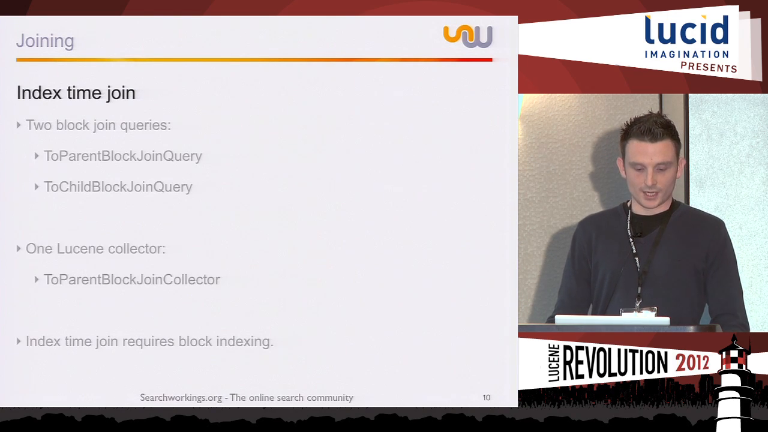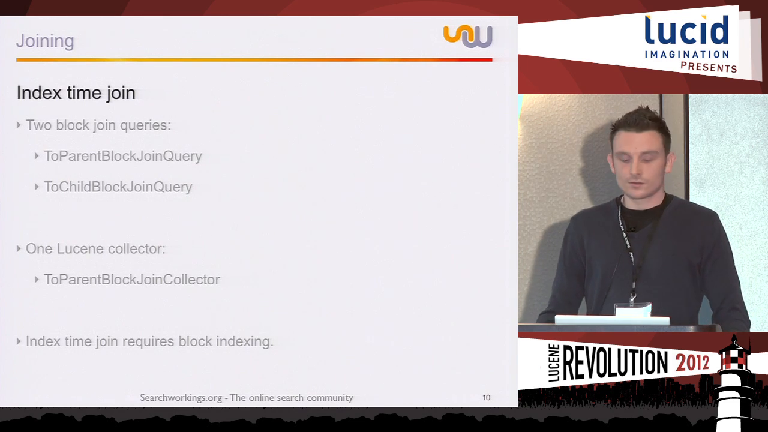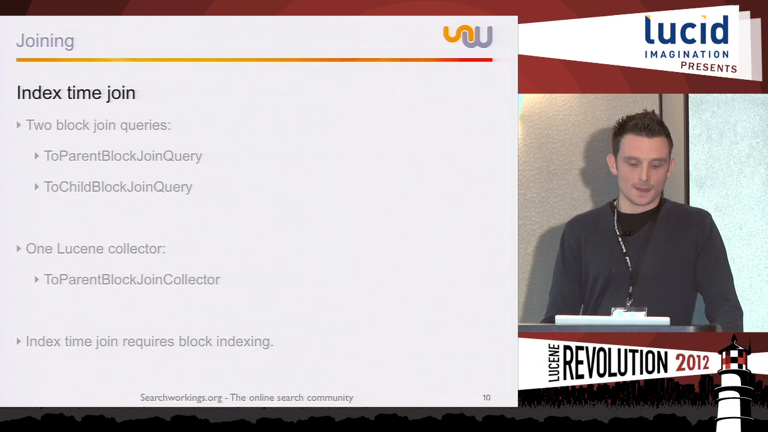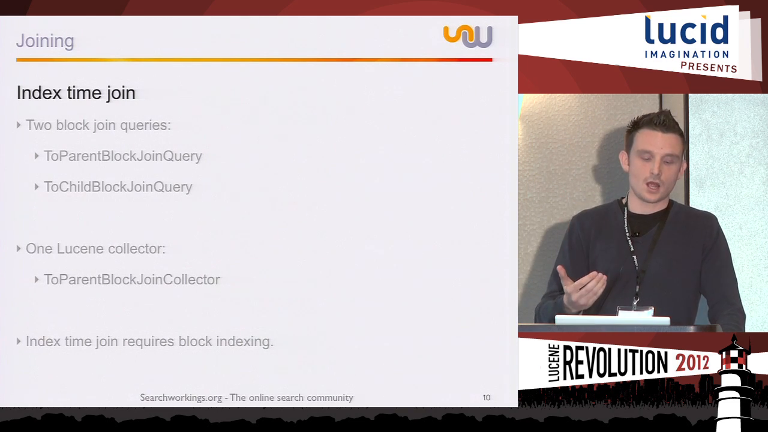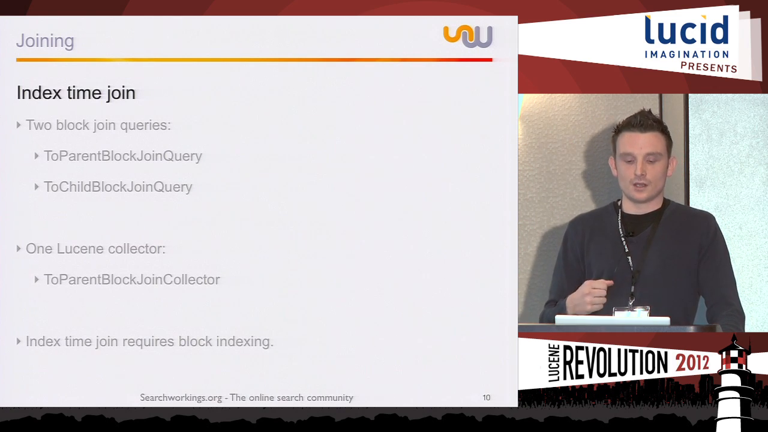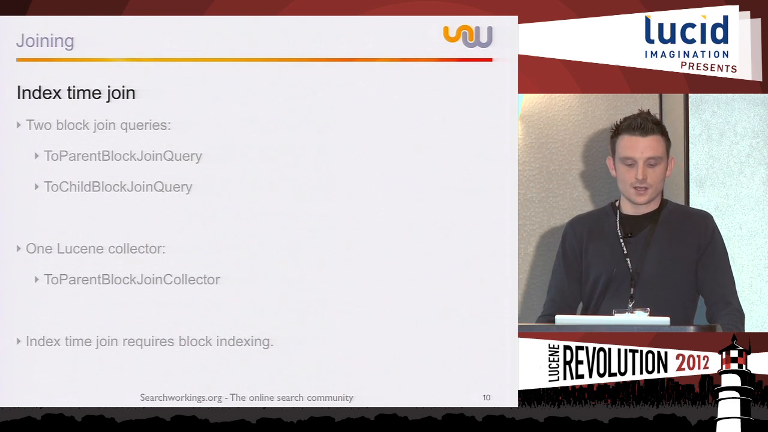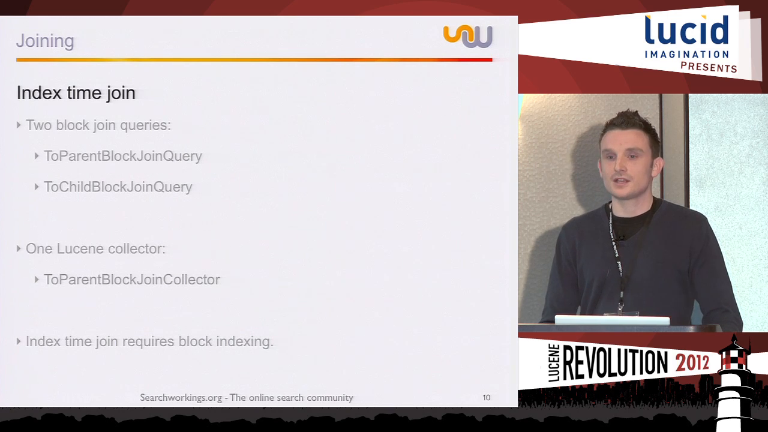So index time joining. Let's go more into that. It's implemented with queries and a collector. There are two queries. The first query, the ToParentBlockJoinQuery, basically allows you to search for the parents with the matches on the children. So search on specific product item details and then get back the parent product. And you can do it the other way around with the ToChildBlockJoinQuery. I have to say it's quite a long name, but at least it is descriptive.